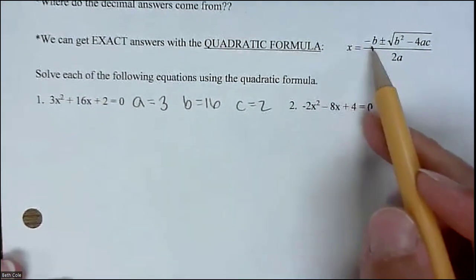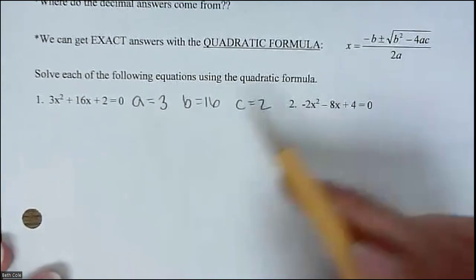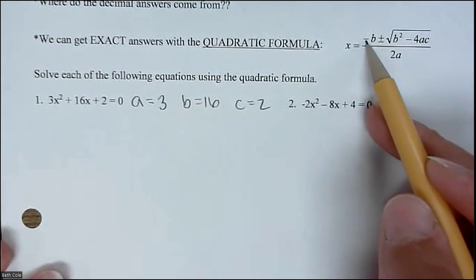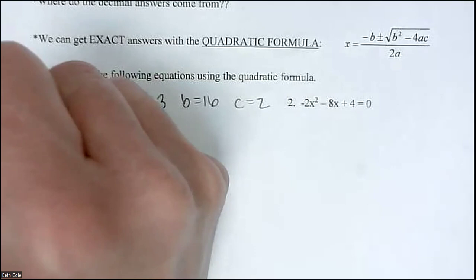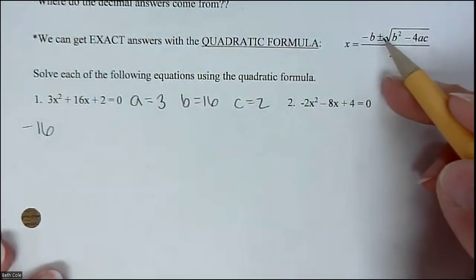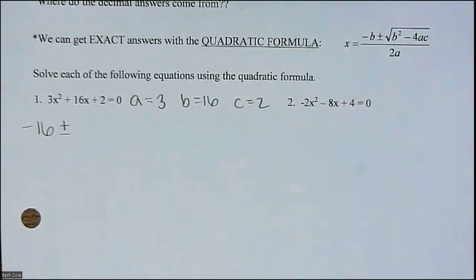Okay? So look, it starts out with -b. What did we just write that b is for our problem? Do you see that? It's going to be -16. Do you see where I'm getting that from? Literally just right there. -16. Now, do you see how there's a plus and a minus? That's what gives you 2 answers. One comes from the plus and one comes from the minus. Are you with me here?